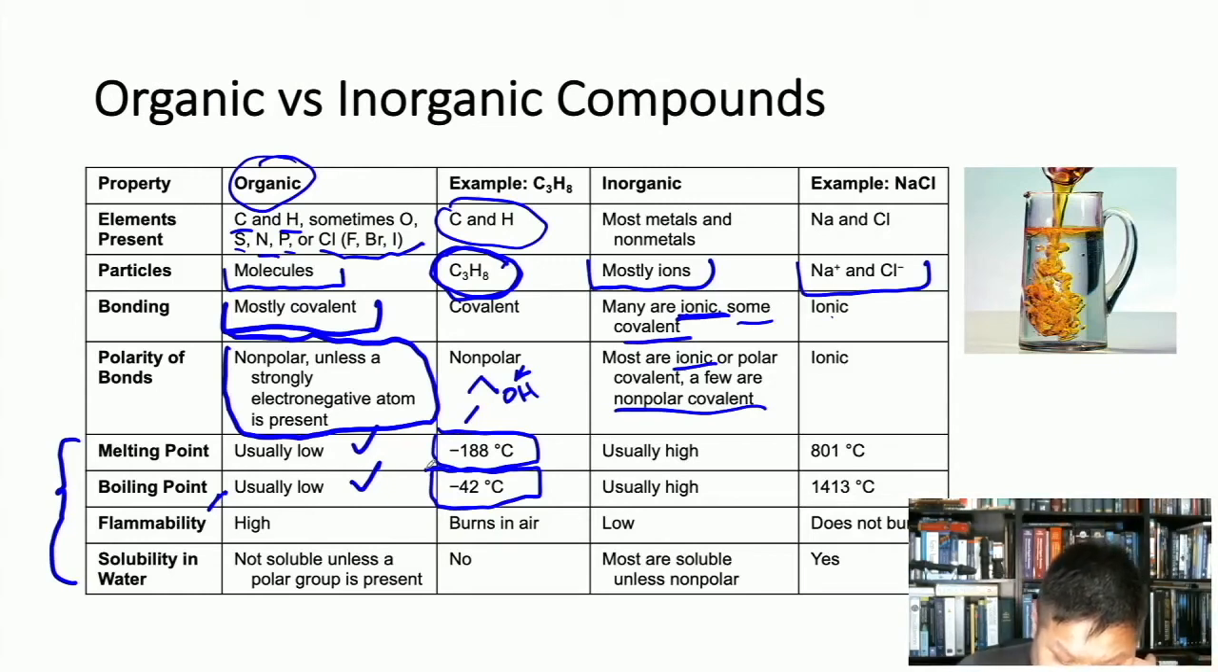Flammability, of course, is really high. We already talked about how I use propane to cook my food and boil my water during the winter storm, right? Very high. And ethane is definitely not soluble in water, right?